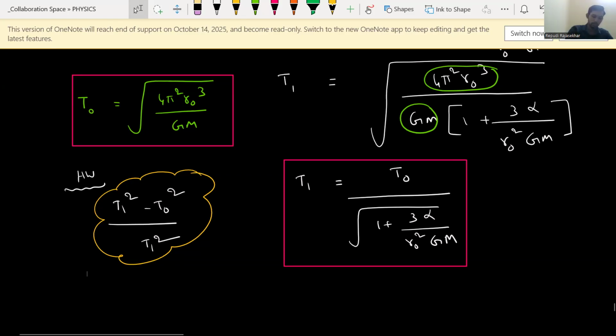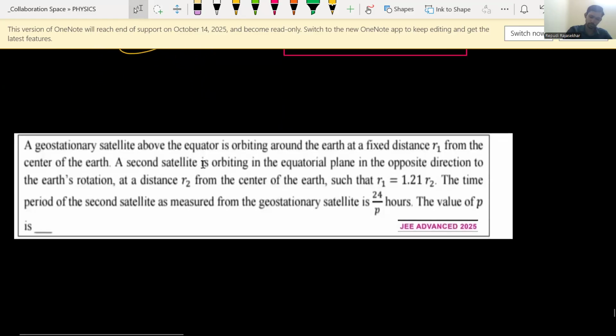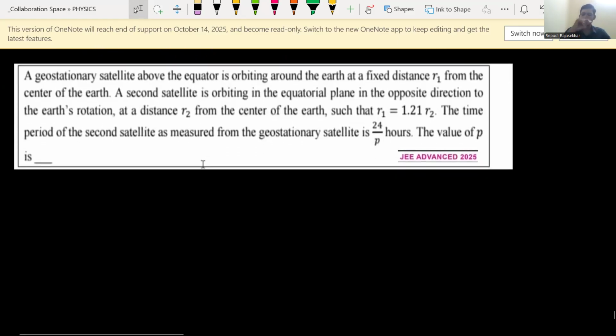Okay. Next question is, this is a 2024 Advanced question. Next one is, this is a 2025 Advanced question, this year's question. It is also a good quality question. See this question.